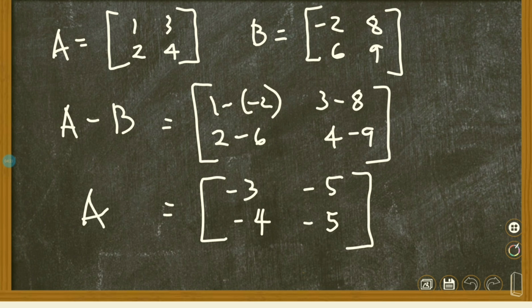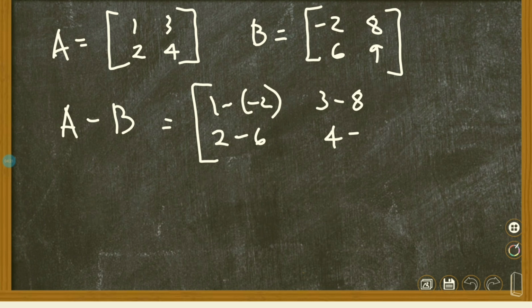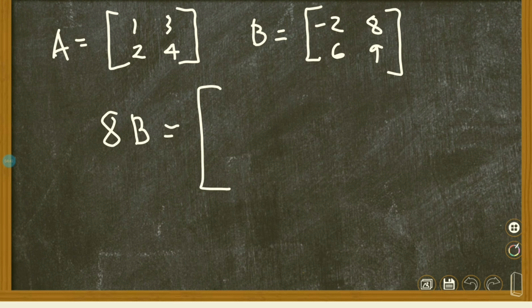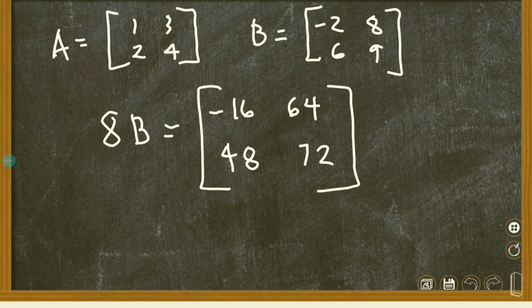One more. What if you want to multiply this particular matrix? Say for example, you want to multiply matrix B by 8. In finding the product, you just have to distribute 8 to each of the elements within the matrix. So 8 times negative 2 is negative 16, 8 times 8 is 64, 8 times 6 is 48, and 8 times 9 is 72. So this is now your matrix when you multiply matrix B by 8. You just have to distribute within.